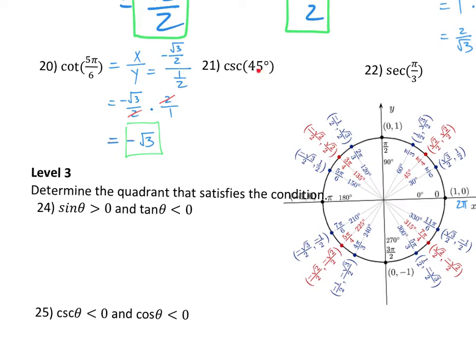This next one is cosecant of 45, and that's reciprocal of sine, so this is going to be 1 over y. My y value here, if I look for 45 degrees, is right here, and my y value is root 2 over 2 on the unit circle. So if I were to take this denominator and flip it, this would just end up being 2 over root 2.